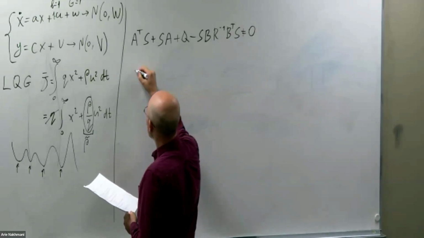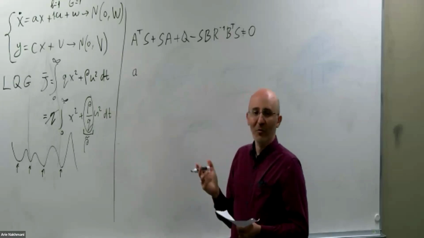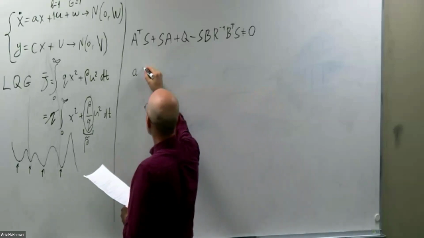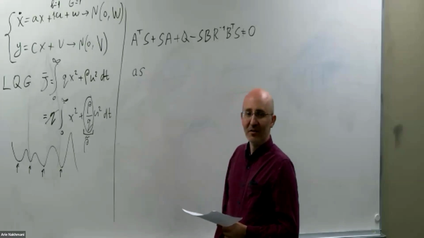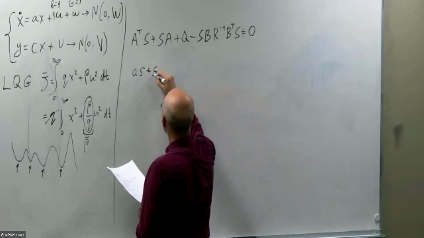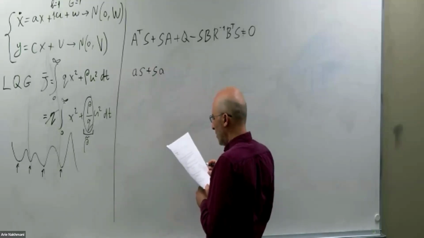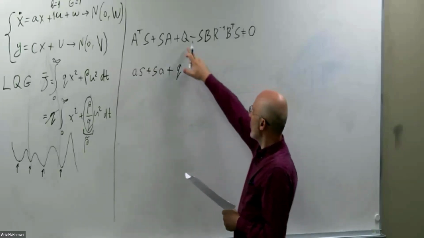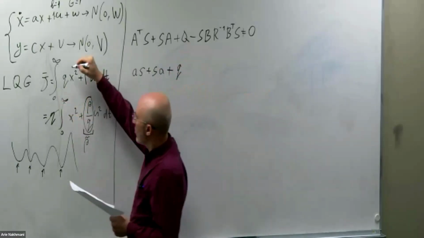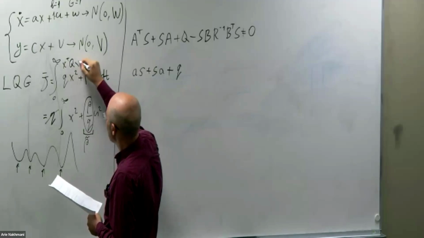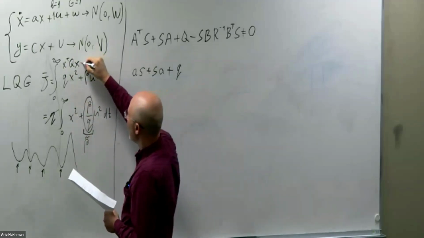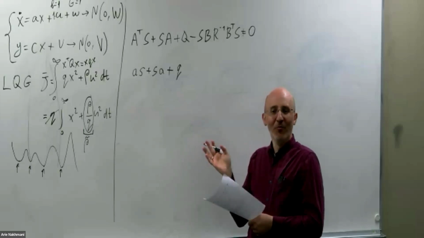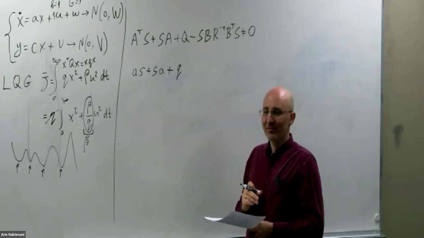So A transpose is A. I don't need transpose anymore because it's a scalar. Transpose of a scalar is the scalar itself, obviously. S is just scalar S in that case. Plus SA, so it will be twice SA, practically speaking. Plus Q, because our Q in that case is this one. You can think about it as x transpose Qx, which in that case equals xQx, or Qx squared. Since they are scalars, we can move them left and right if we want, it's not a problem.